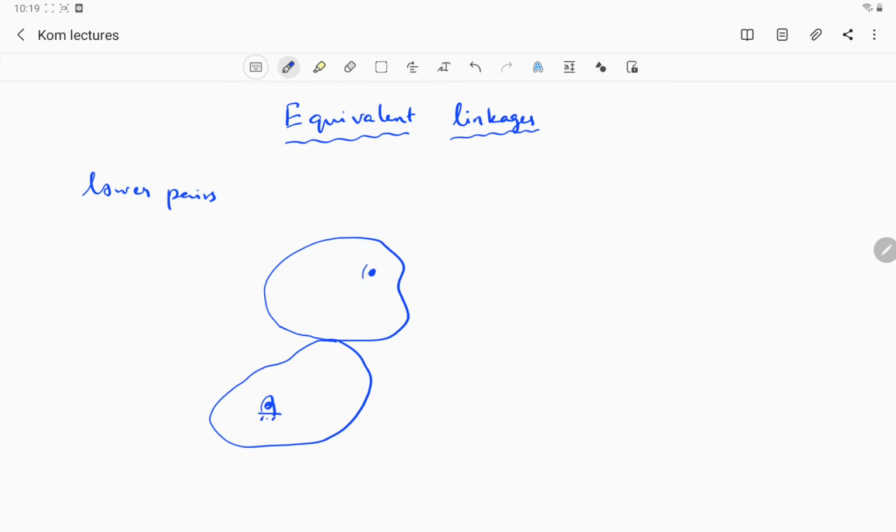Say the fixed link is link 1, and say this is link 2 and this is link 3, and say link 2 is rotating in this direction with respect to link 1. As a result, link 3 will have a rotation like this. So that's a higher pair.